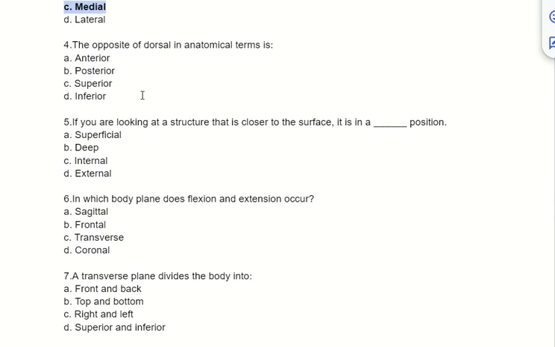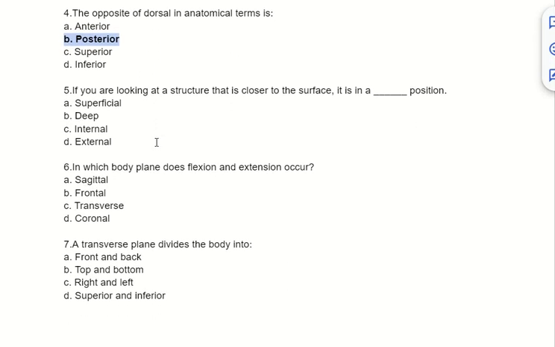Number 4, the opposite of dorsal in anatomical terms is... if you guessed B, you would be correct. It would be posterior.